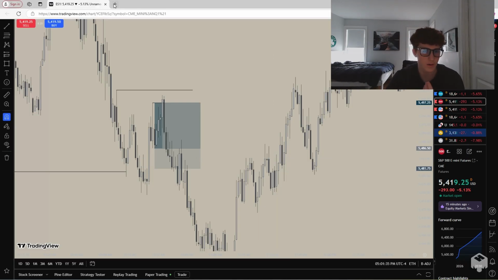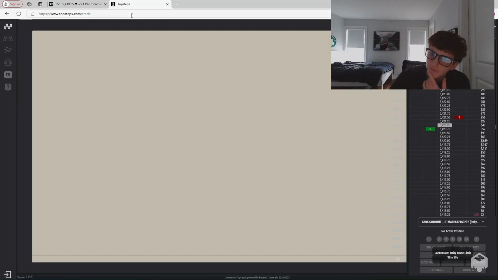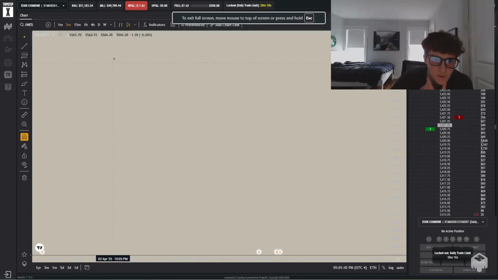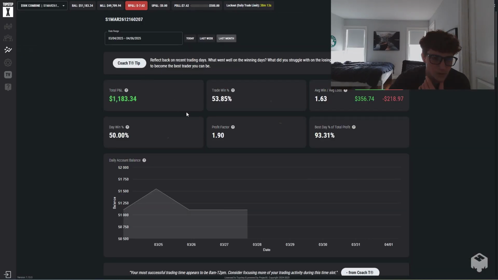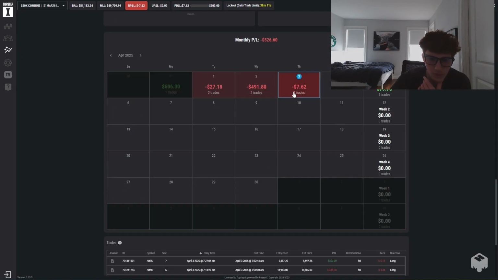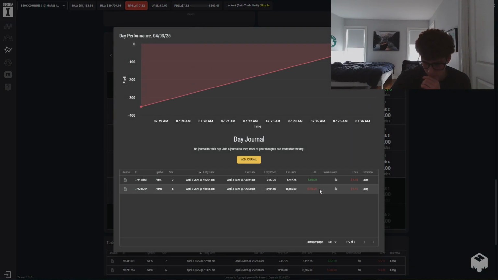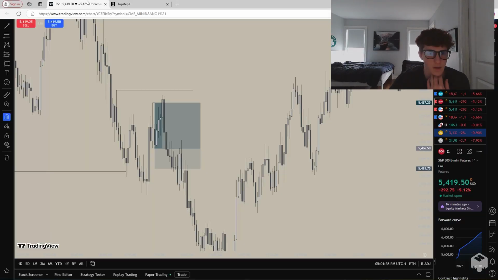I'll show you if you really care. Minus $7 because of the fees. But if we go here, lost 348, won 350. You can see the fees is what caused the minus $7. If there were no fees, it would be a green day up $2, right? Crazy. But yeah, it's a break even.